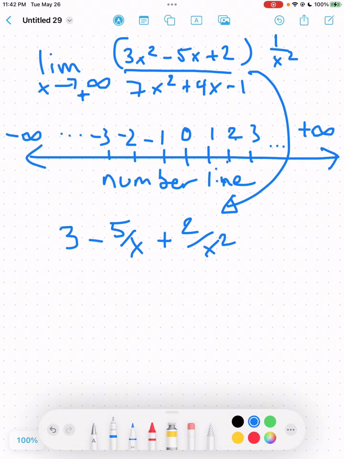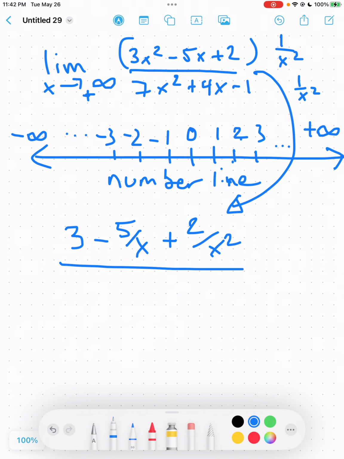Okay, if we have multiplied 1 over x squared to the top, then we can do the same to the bottom, right? 1 over x squared. So we have all above 7x squared, which was 7. 7x squared times 1 over x squared is 7, plus 4x. 4x times 1 over x squared is 4 over x. And then minus 1 times 1 over x squared is minus 1 over x squared. Okay?